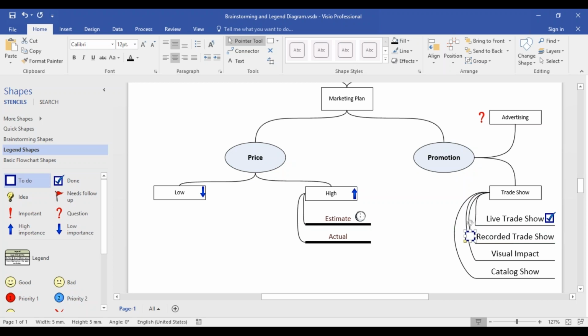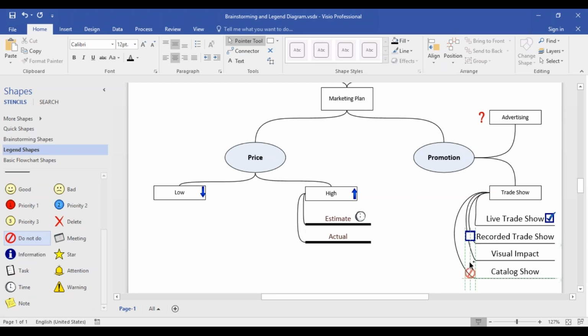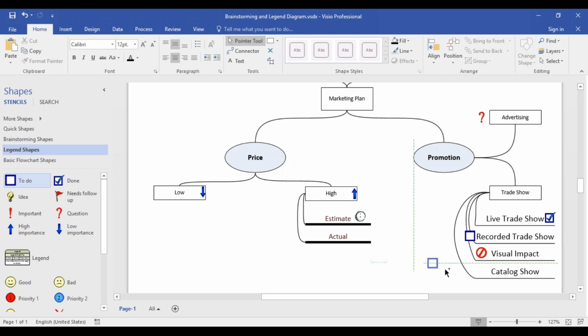Use your shift and the arrow keys. Visual impact: decided not to do. Don't do. Do not do. Catalog show: there is an activity to be completed. So add the symbol, shape. That's all.